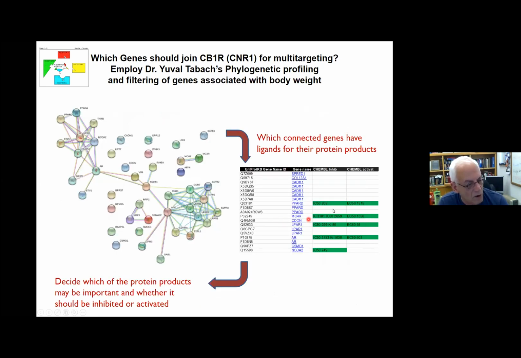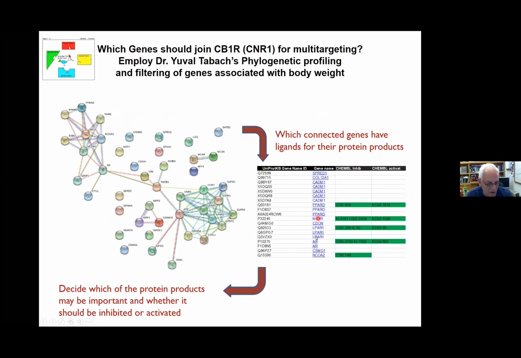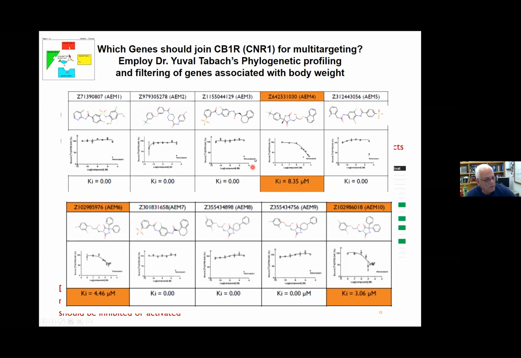So that we look for a list of antagonism and agonism for some of those molecules for which we have information. We did that, and we found mostly that the combination of CB1 receptor antagonism with PPAR delta agonism could be beneficial for treating obesity, indeed.